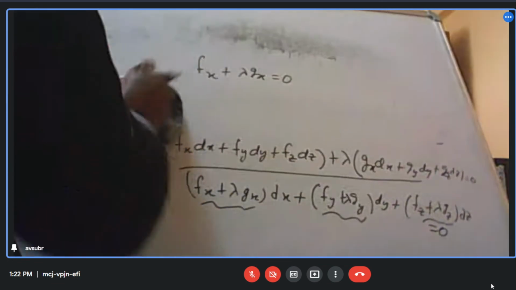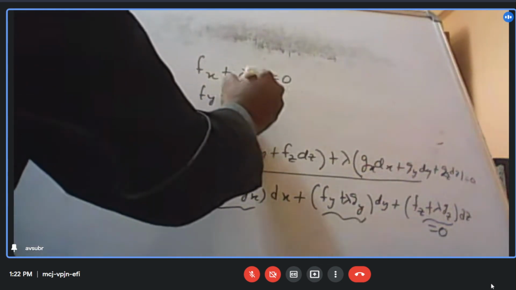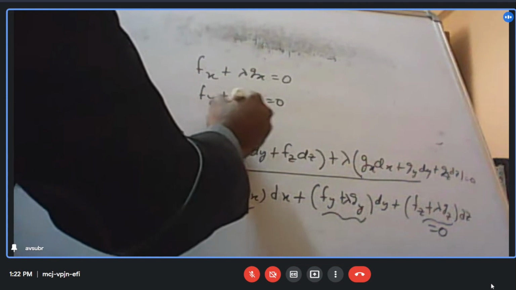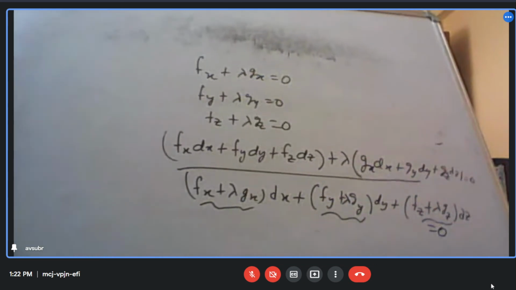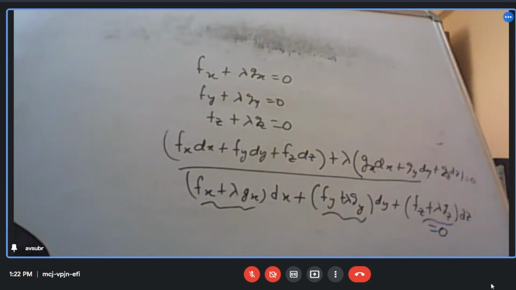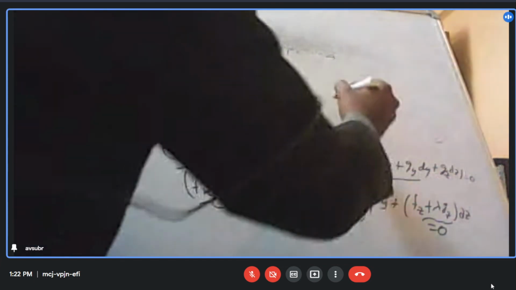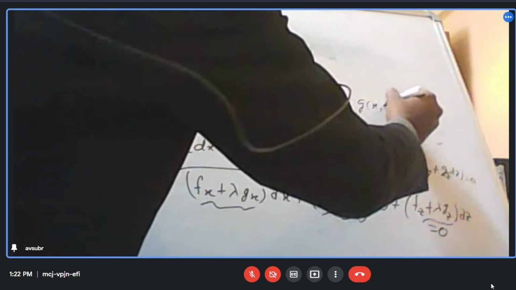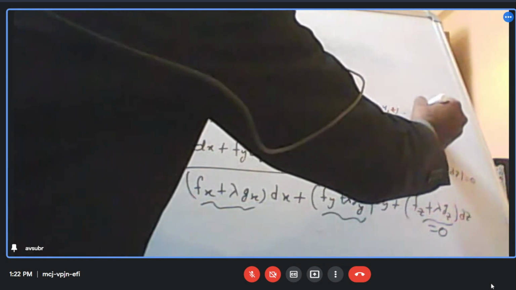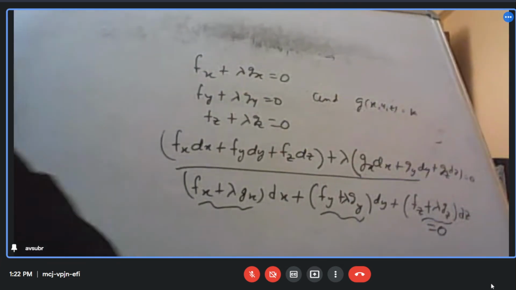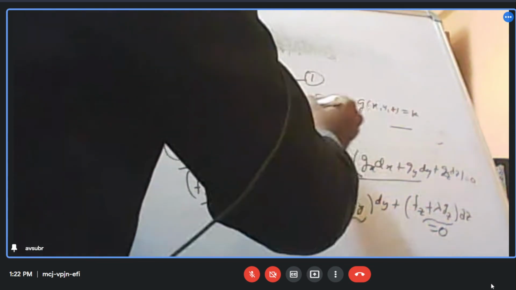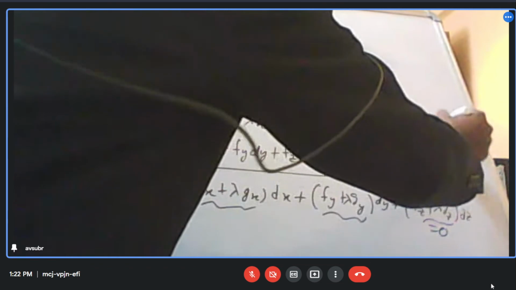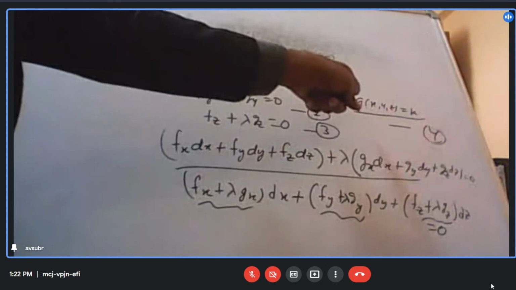Then fy plus lambda gy is equal to 0 and fz plus lambda gz equal to 0. Okay? Alright? Yes, sir. And apart from this, we have g(x, y, z) is equal to k. That was also there. So let us say this is equation number 1, this is 2, this is 3, and this is equation number 4. This is already given. This is an equation of constraint.